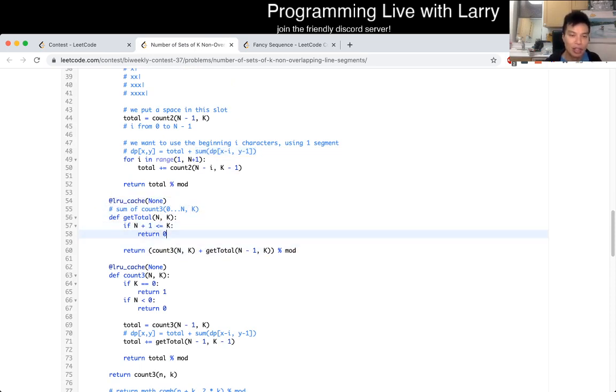The get total function just gets the sum of the recursive function from 0 to n, k, right? And you can kind of see this formula. It takes one element at a time, calls the recursion, and then sums it all up. It does a little bit of mod, and then caches it in LRU cache, right?